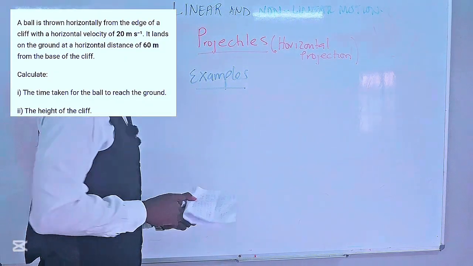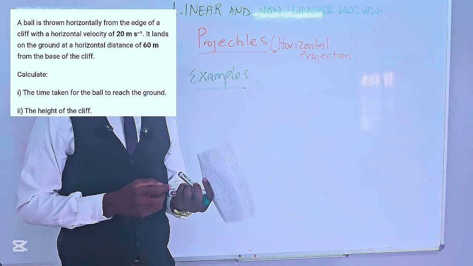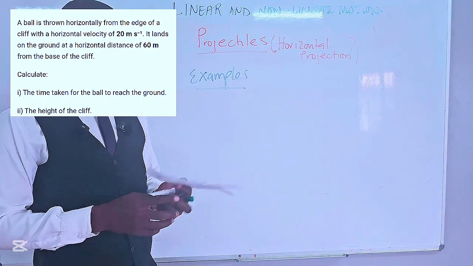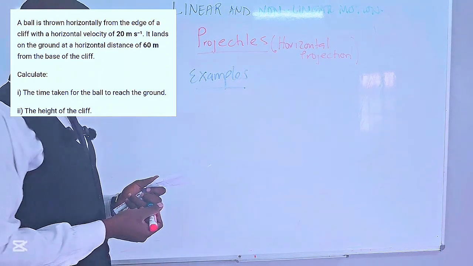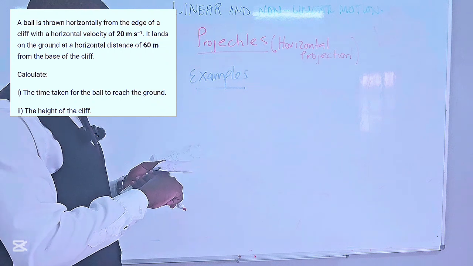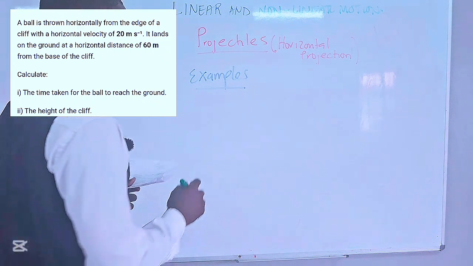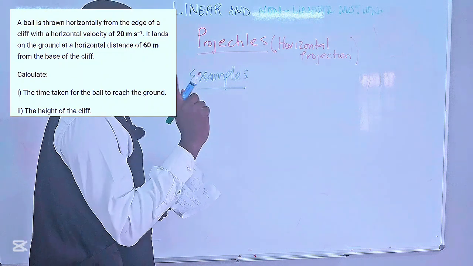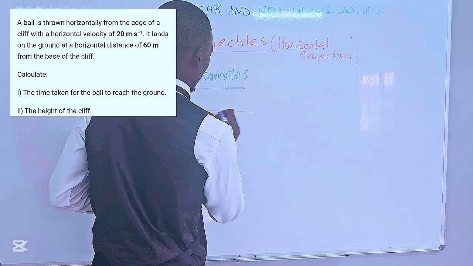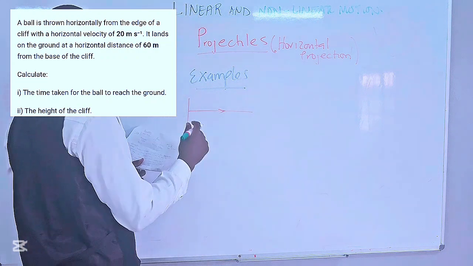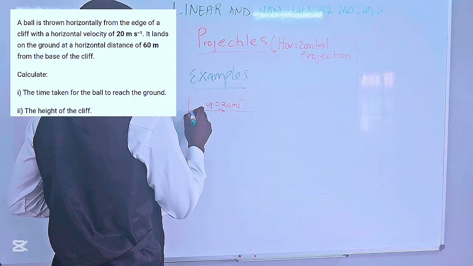Okay, we have already seen our projectiles, and this is a continuation with examples. So we have some question there. As you can see, they're telling you that a ball is thrown from the edge of a cliff, but this time a horizontal velocity was given to it. So if it's a horizontal velocity, it means it was projected horizontally. That was the initial velocity of 20 meters per second.